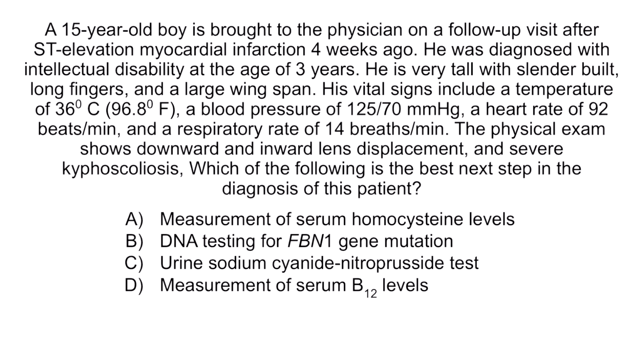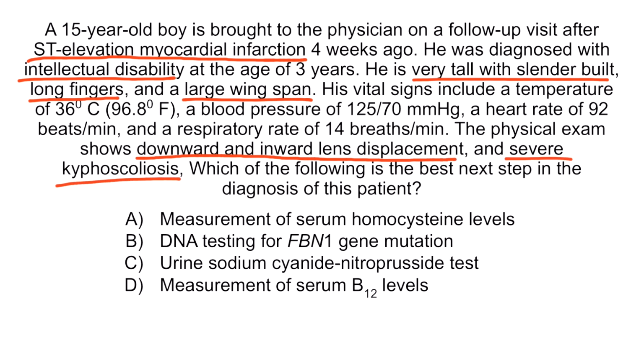This young patient presents with an early ST elevation myocardial infarction, intellectual disability, and marfanoid habitus, including long fingers, tall stature, and long wingspan. Additionally, the physical exam shows downward and inward lens displacement and severe kyphoscoliosis. All these findings suggest the diagnosis of homocystinuria. The best next step in the diagnosis of homocystinuria is a measurement of serum homocysteine levels. Therefore, the correct answer is option A.